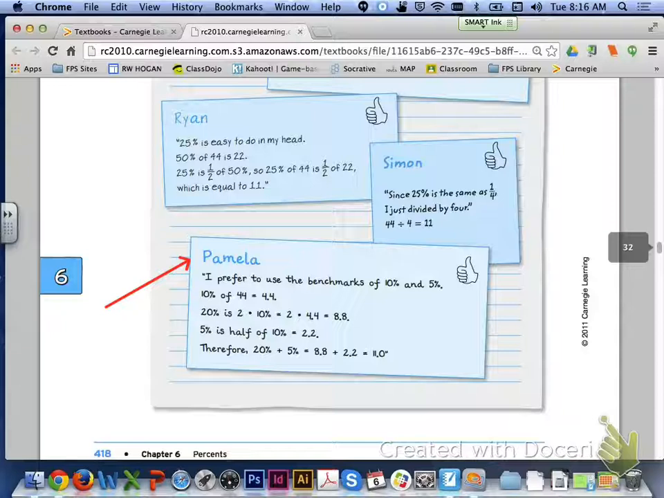Pamela prefers to use the benchmarks of 10% and 5%. So much like we talked about back in 6.1, benchmark percents. 10% of 44 is 4.4. 20% is 2 times 10%. So 2 times 4.4 would give her 8.8. 5% is half of 10% to give you 2.2. If you add 8.8 and 2.2 together, you are going to get 11. Pamela's method is going to be the most efficient to use when the percent is going to be a multiple of 5% or 10%.